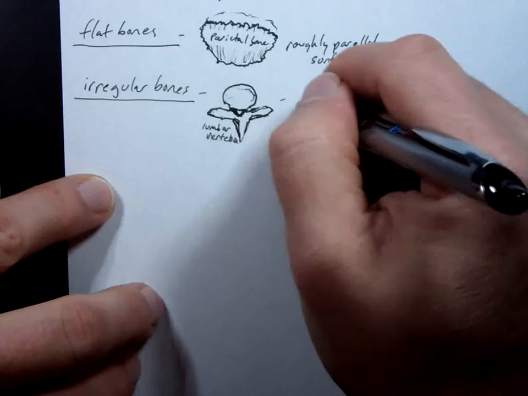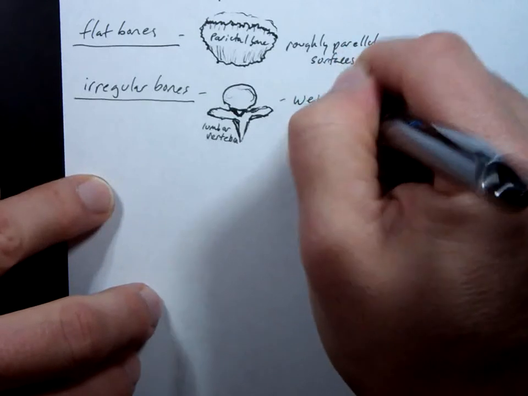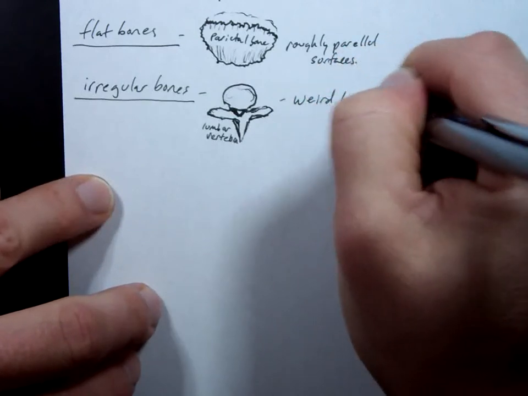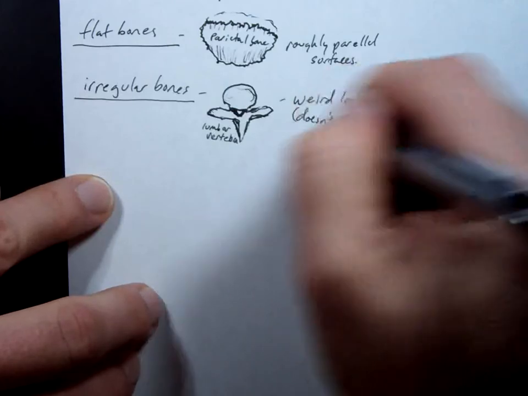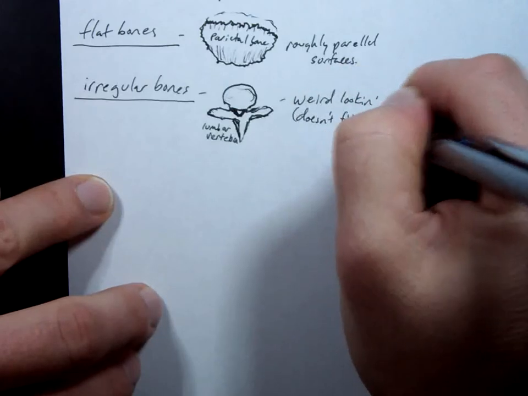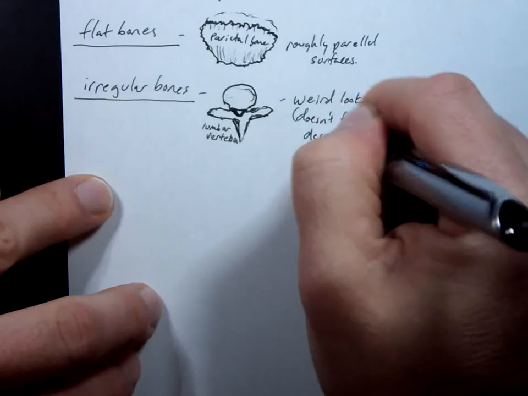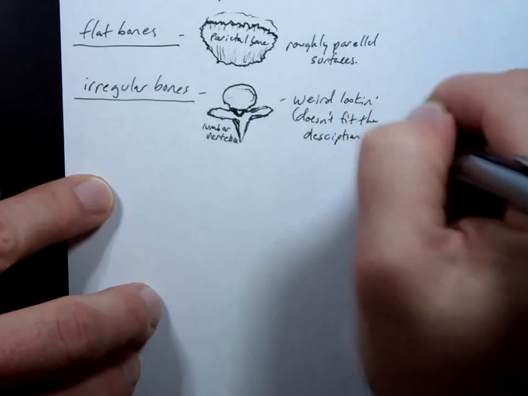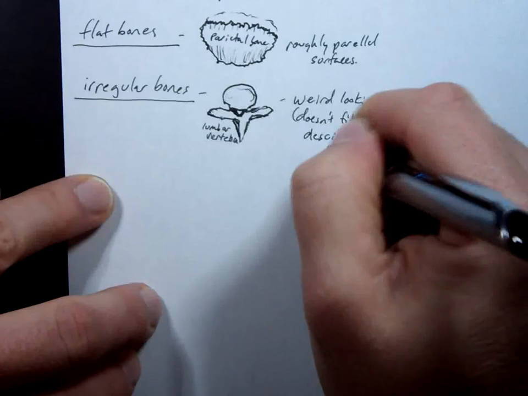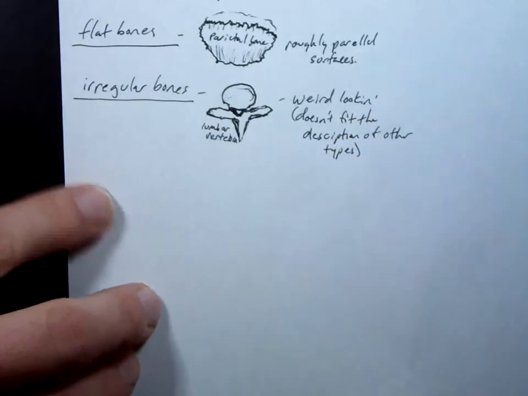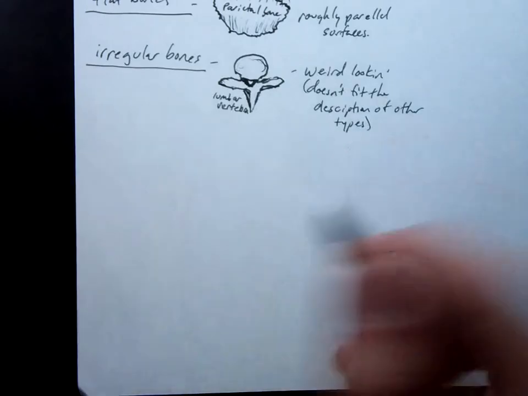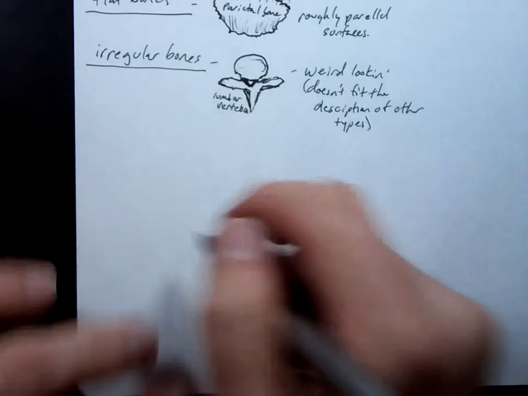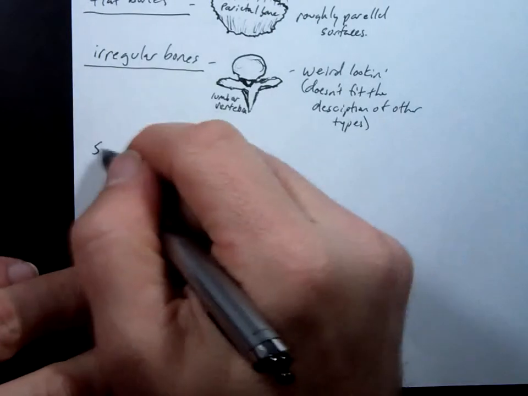Here's a horrible definition. Weird looking. Doesn't fit the description of other types. Okay. Then it just gets weirder. Sesamoid bones.